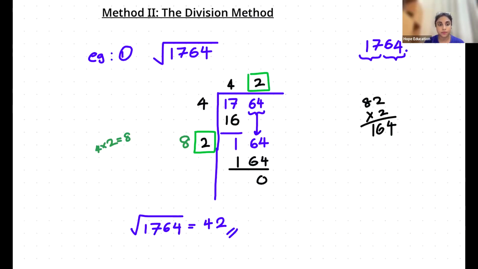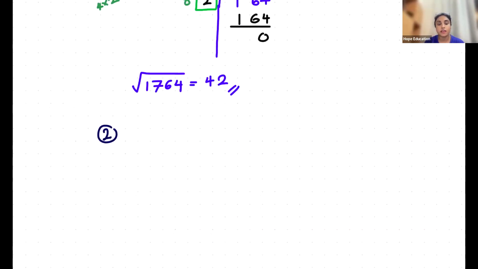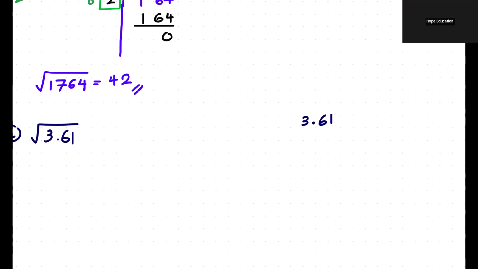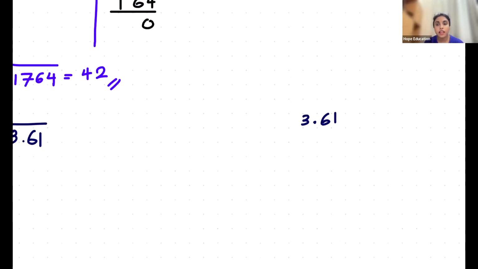Example number 2. So here we are going to find the square root of 3.61. When you take 3.61, the decimal point is here. So we have to arrange, as I said previously, the digits before the decimal point in pairs, right? So before the decimal point, however, we only have number 3. And we can't arrange it in pairs now.